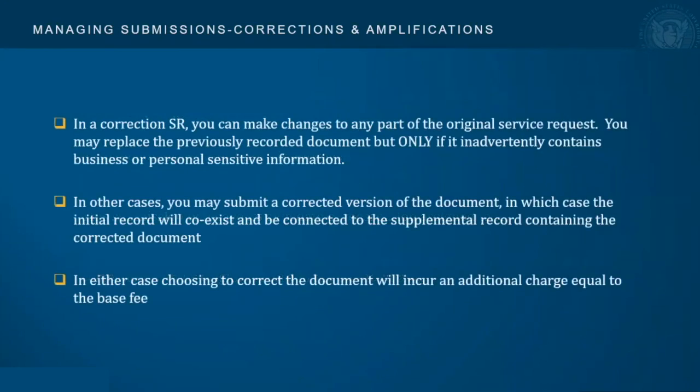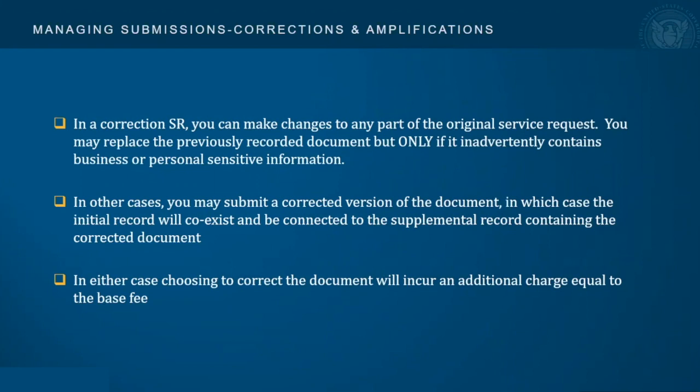In a correction SR, you can make changes to any part of the original service request. You may replace the previously recorded document, but only if it inadvertently contains business or personal sensitive information. In other cases, you may submit a corrected version of the document, in which case the initial record will coexist and be connected to the supplemental record containing the corrected document.